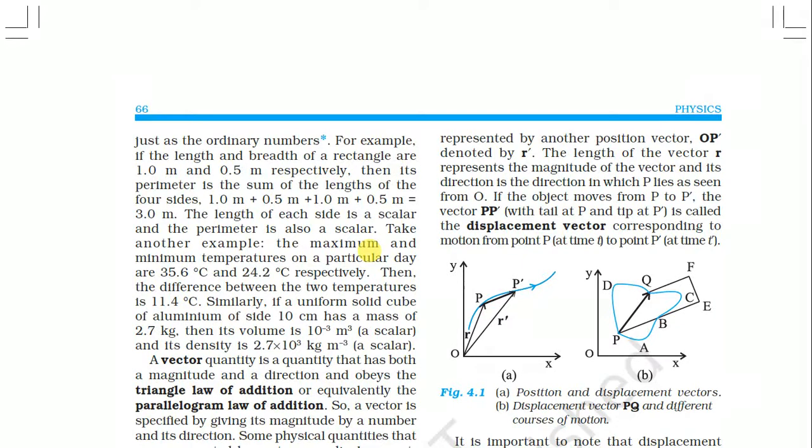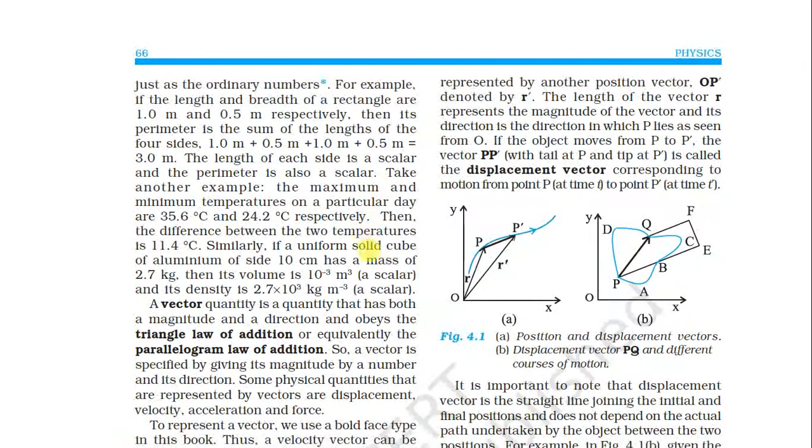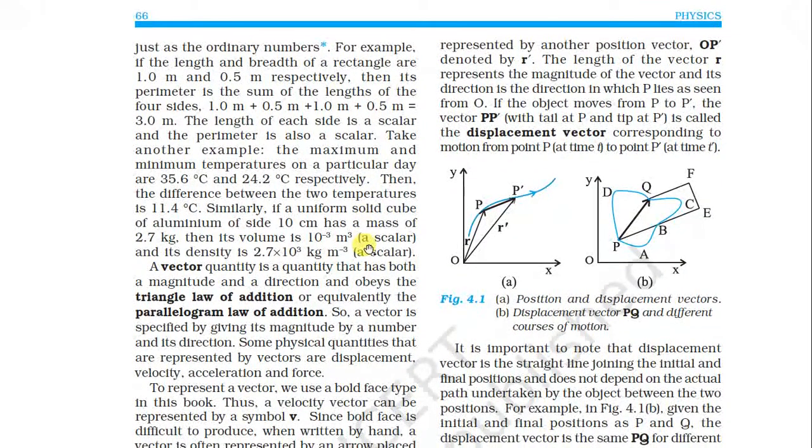Now we are discussing vector quantity. A vector quantity is a quantity that has both a magnitude and a direction, and obeys the triangle law of addition, or equivalently the parallelogram law of addition. A vector is specified by giving its magnitude by a number and its direction. Some physical quantities represented by vectors are displacement, velocity, and acceleration.